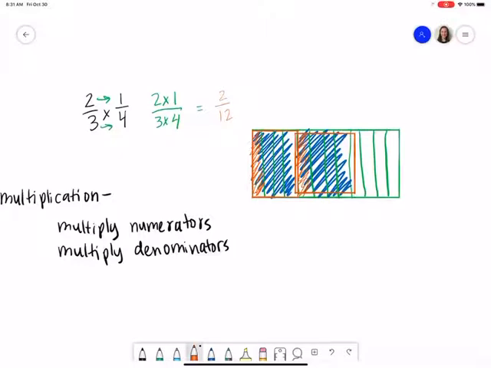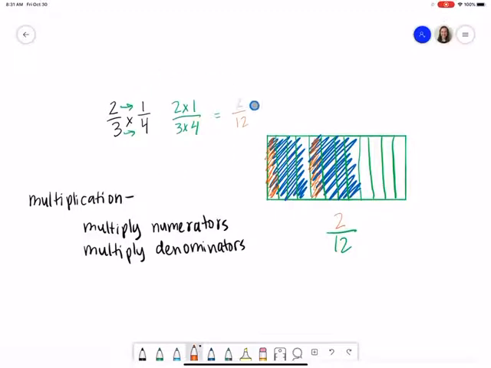Okay, and if we count up, so I'm going to get rid of these sections. If we count up how many are orange out of the total amount, there's 1, 2, 3, 4, 5, 6, 7, 8, 9, 10, 11, 12 total. And out of those 12, 2 are shaded. Okay, so that's what we're doing, but we can just think of it this way, okay? So this is the way that we're going to physically write it, but this is what we're going to be thinking when we do that.